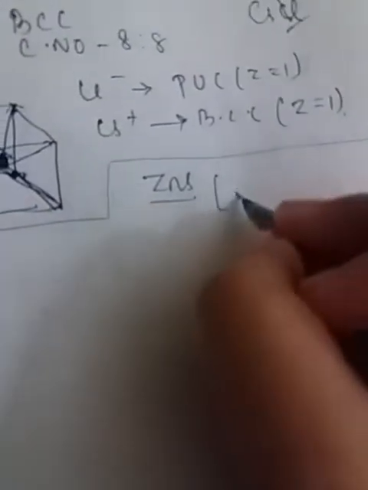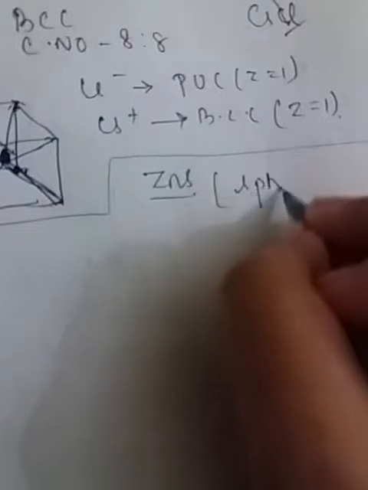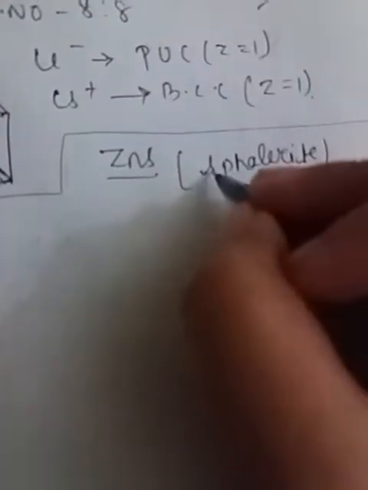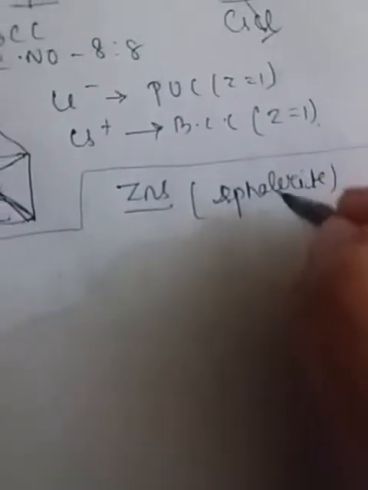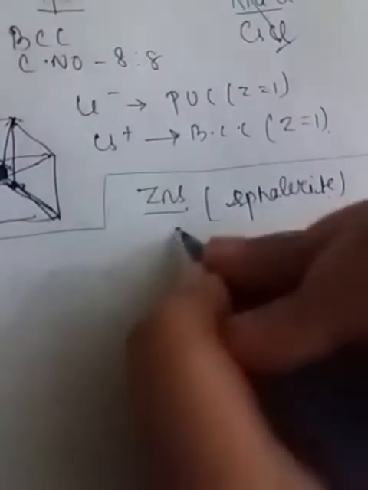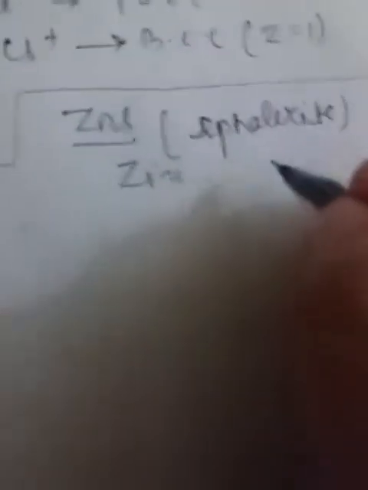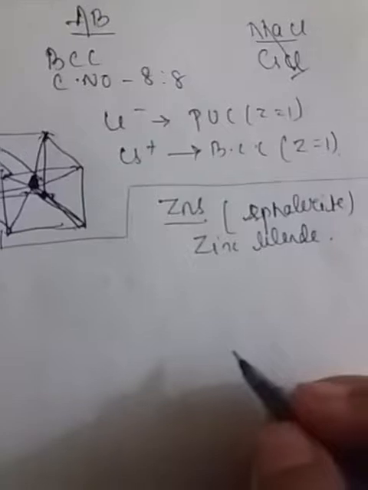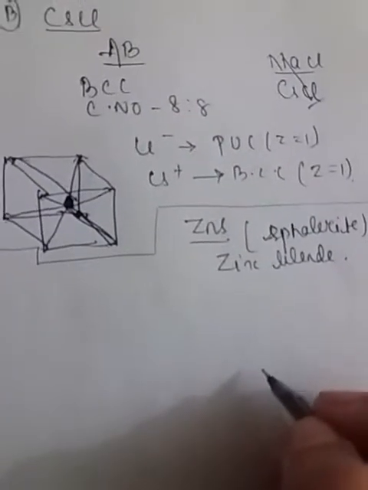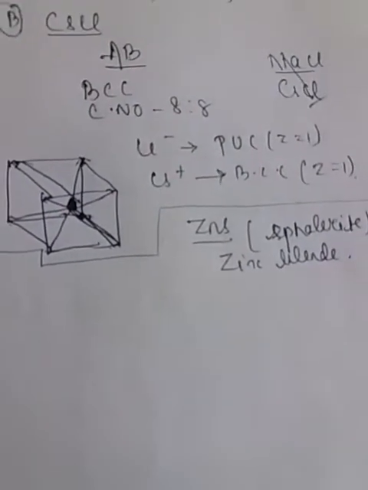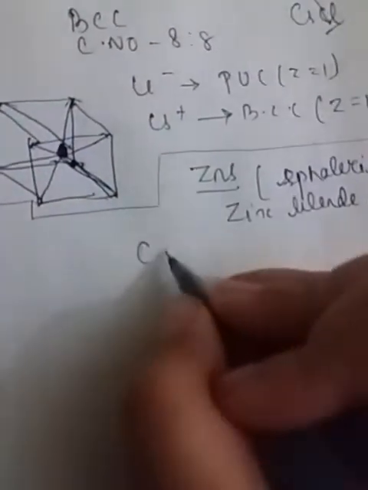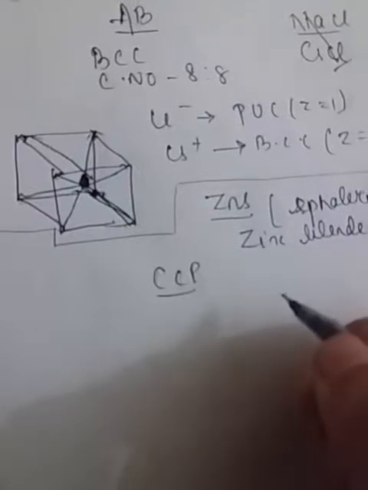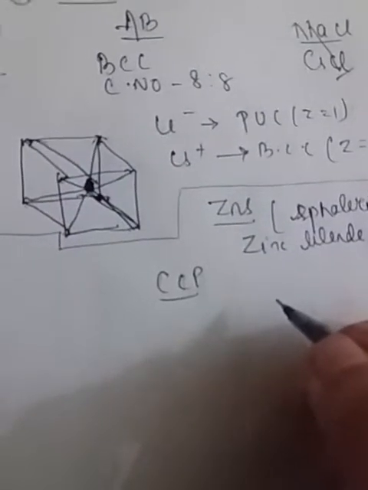This is also known as sphalerite type. Sphalerite type is also known as the ZnS type, also known as zinc blende type. Here the CCP type arrangement takes place. CCP type or FCC type, whatever you can say.